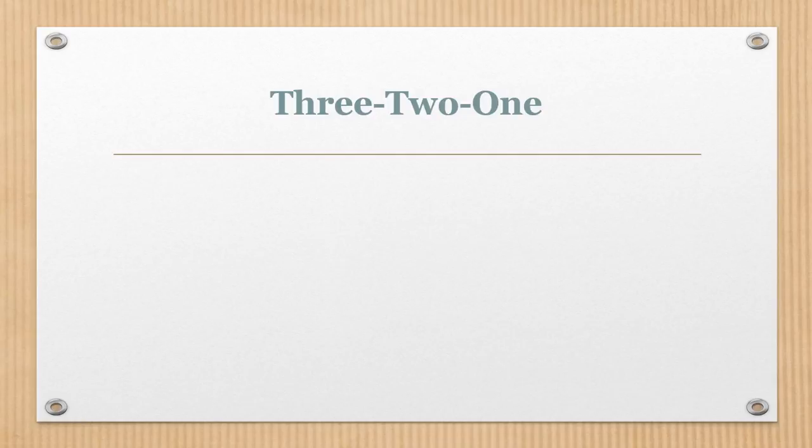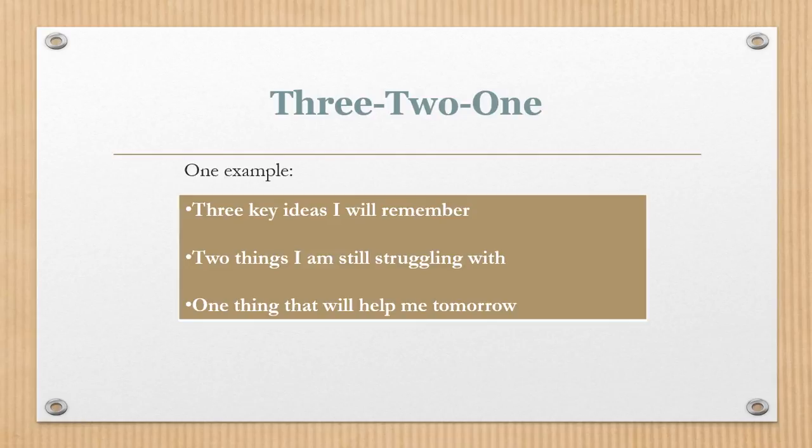3-2-1 is a structured way for students to reflect on their learning. And this is one example. Basically, 3 prompts are given. The first asks for three responses, the second asks for 2 responses, and the last asks for 1. And this is an example: 3 key ideas I will remember, 2 things I am still struggling with, and 1 thing that will help me tomorrow.